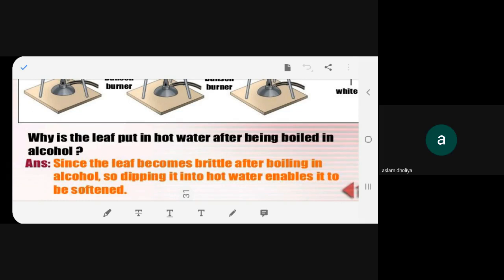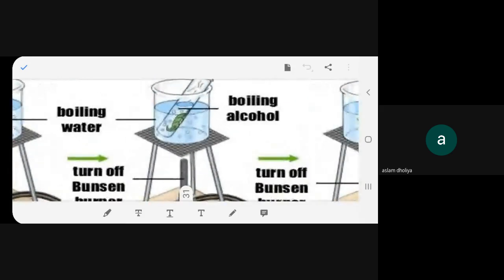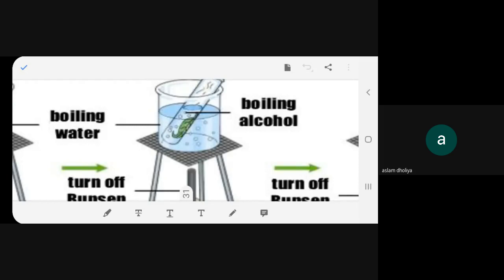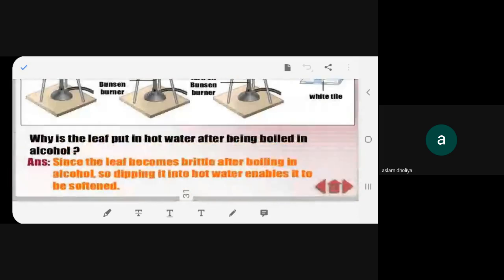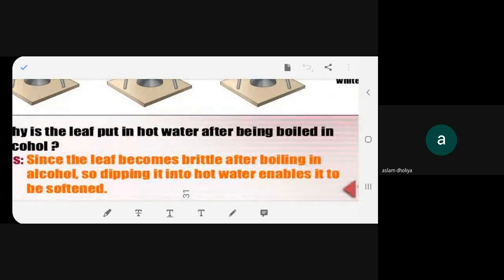So which is the next question, beta? Why is the leaf put in hot water after being boiled in alcohol? Now, here is the alcohol part, right? So it is boiled in alcohol and then we are putting it in hot water. Why? So what will be the answer? Please read, beta. Why is the leaf put in hot water after being boiled in alcohol?